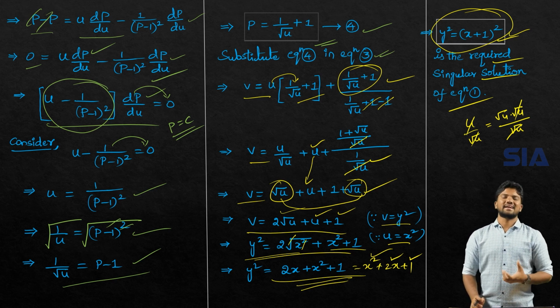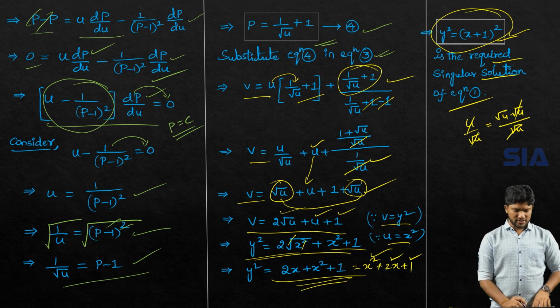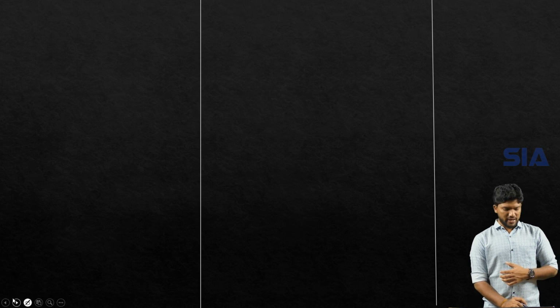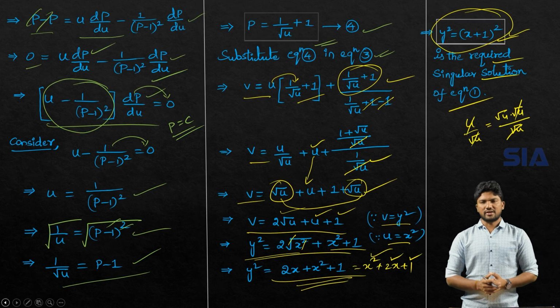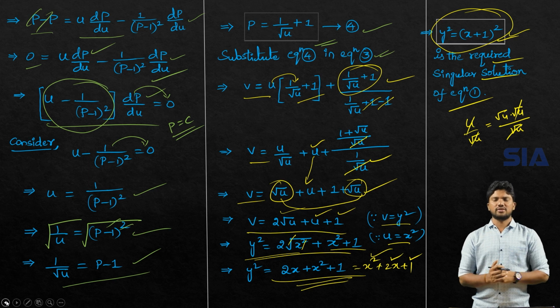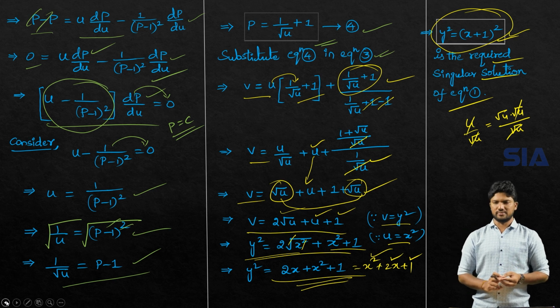By using that Clairaut's equation, the final solution we can express in terms of general solution. In general solution you will get variables along with an arbitrary constant. In singular solution there is no arbitrary constant, only variables will be there, x and y. That is the difference between singular solution and general solution by using the Clairaut's equation.